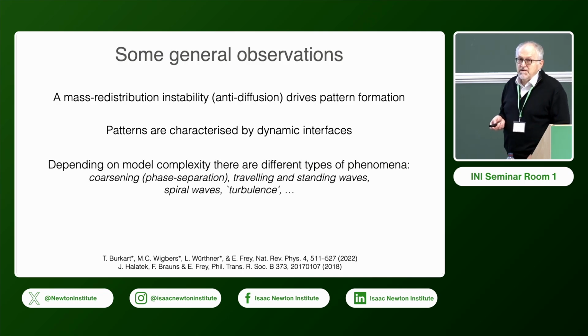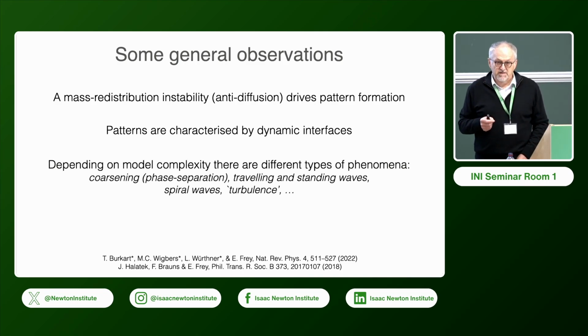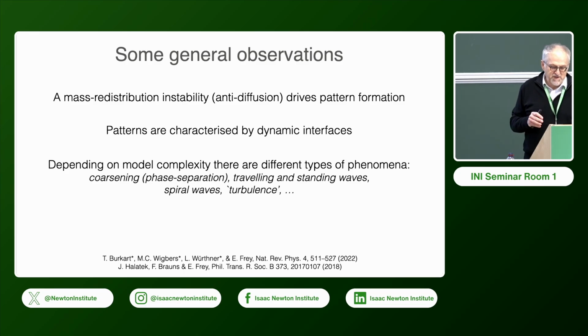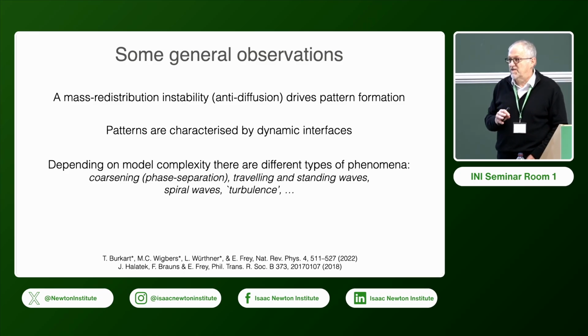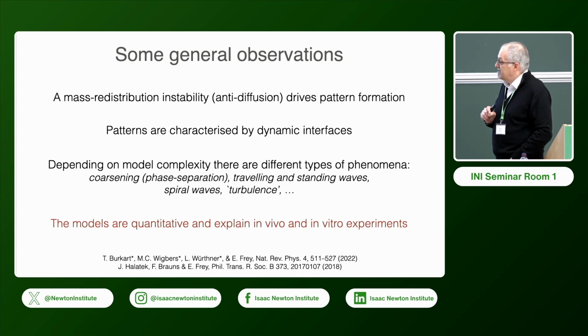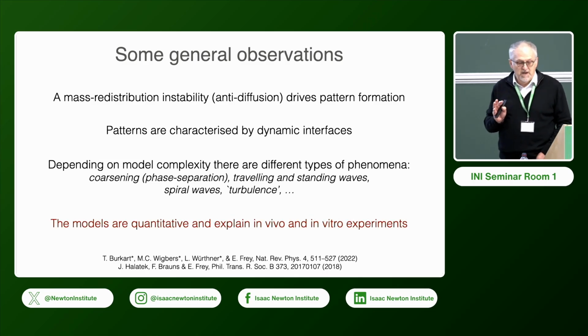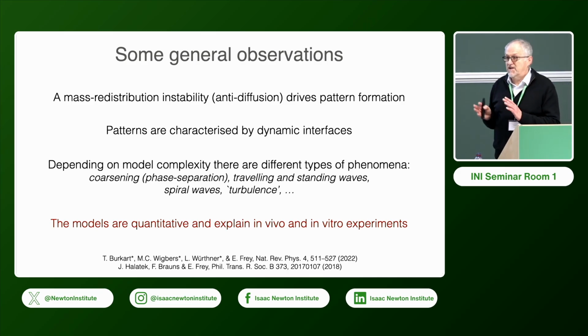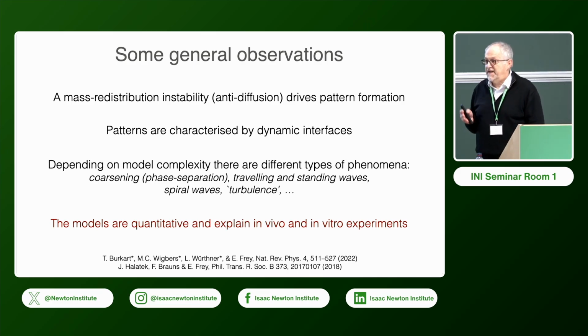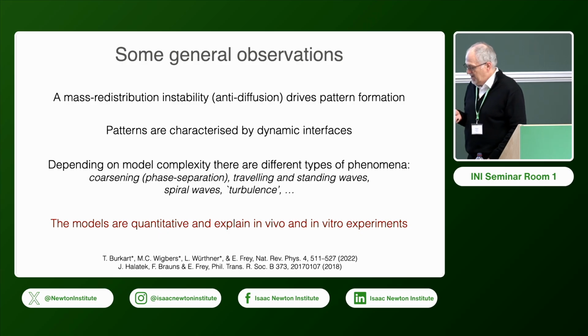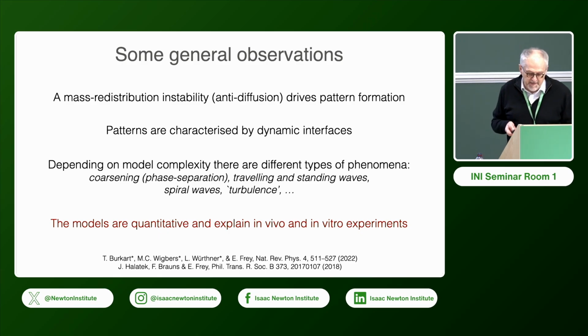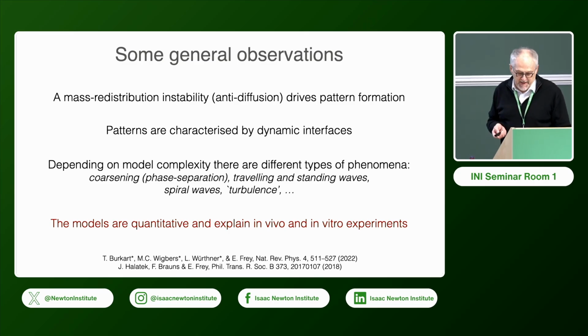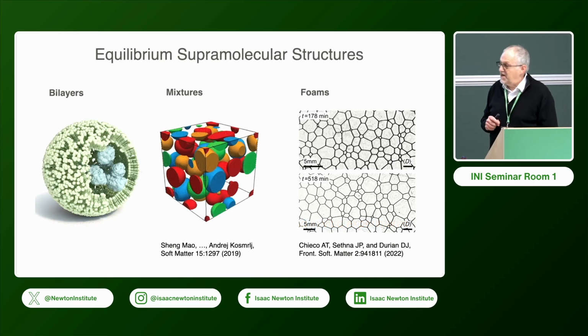Depending on the model, you can get all kinds of things. So you can get phase separation and coarsening, traveling and standing waves, as you saw, spiral waves and turbulence. So it's a very broad range of behavior. And last, and that's also quite important, these models are not just cooked up, they actually compare well with experimental data, and you can compare this with in vivo and in vitro data. I will not talk about this because I just don't have the time. So let's now look at that.